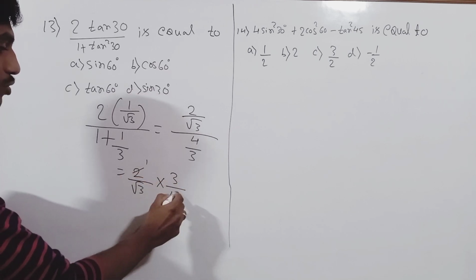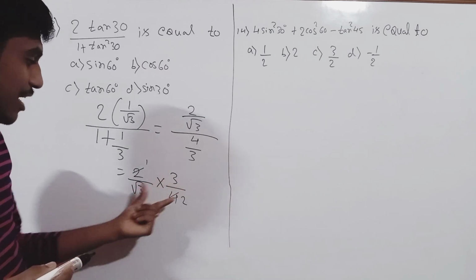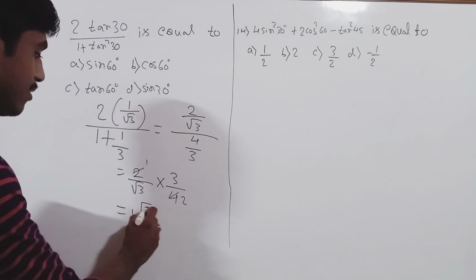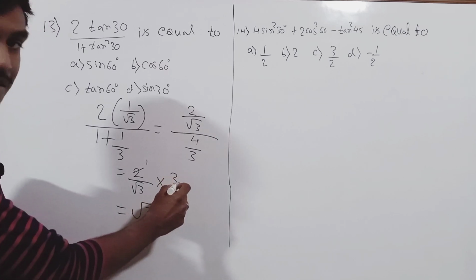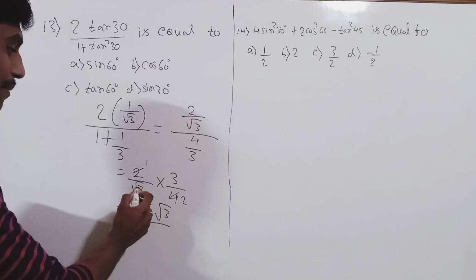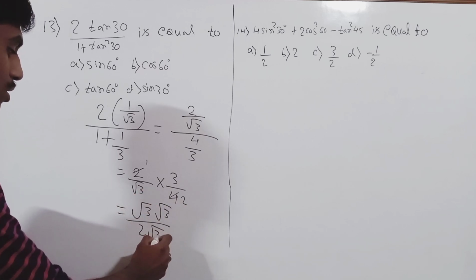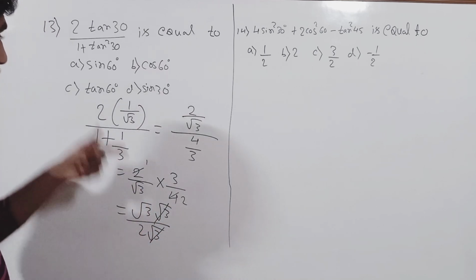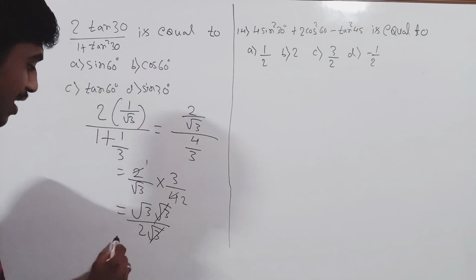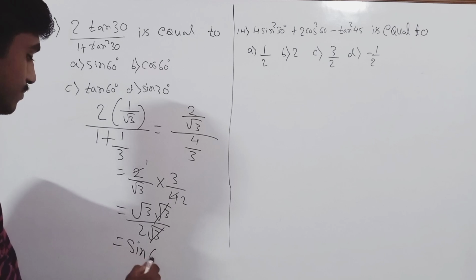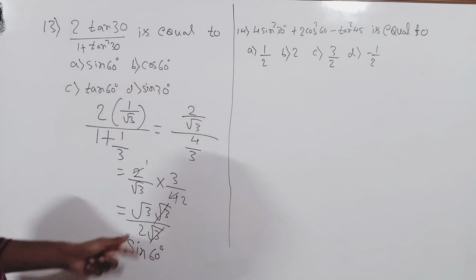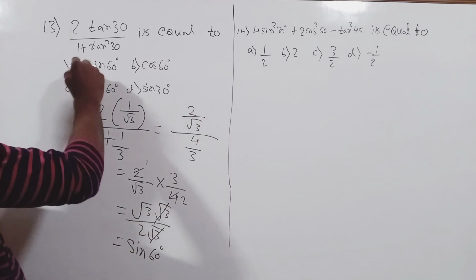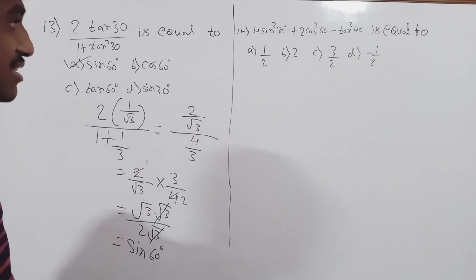So here 2 ones are 2, 2 twos are 4. So here we got 3 by root 3 into 2. Here this 3 we can write as root 3 into root 3, because root 3 whole square is 3. So 3 I will write as root 3 into root 3 divided by 2 into root 3. Now here root 3 gets cancelled, so root 3 by 2. We know that the value of root 3 by 2 is sine 60, because sine 60 is root 3 by 2. So the answer is sine 60. None of the other values is root 3 by 2. So only sine 60 is root 3 by 2. Hence the option is A. The answer is option A, which is sine 60.